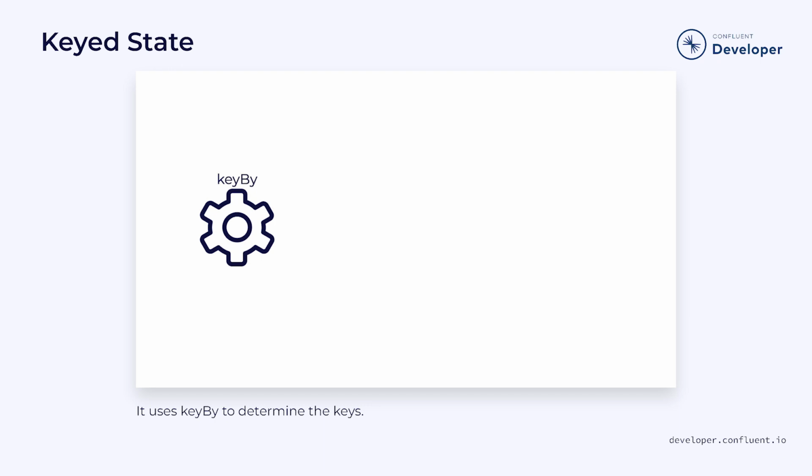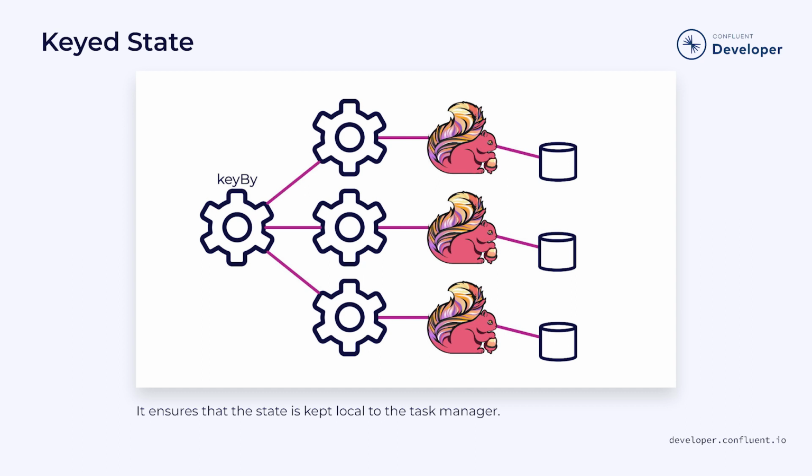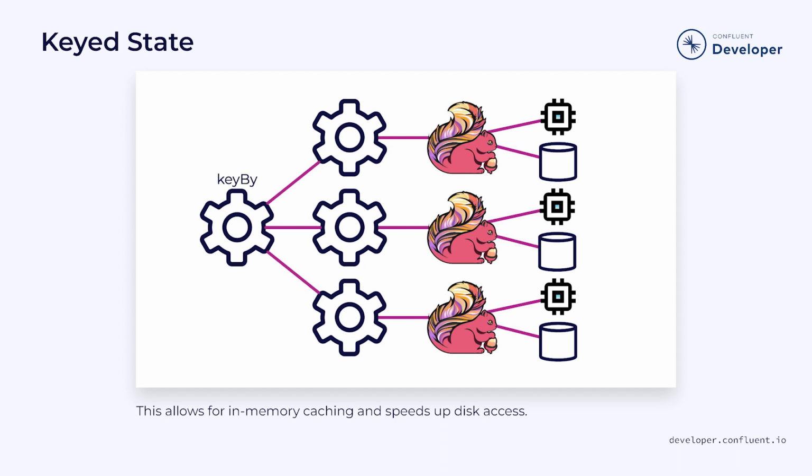The keys are determined using the keyby operation in Flink. One of the advantages to this is that Flink also uses keyby for distribution and parallelism. Ensuring these keys match means the state can be kept local to the task manager. This allows for in-memory caching and speeds up disk access. Essentially, it prevents the necessity for slower network hops.